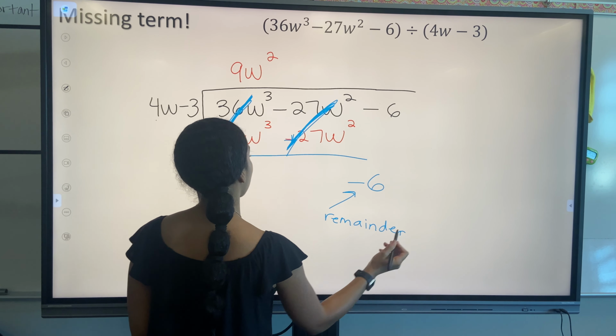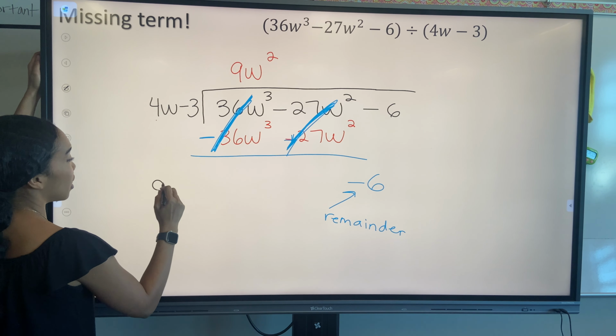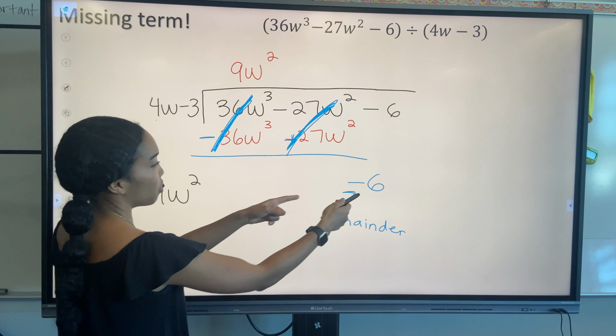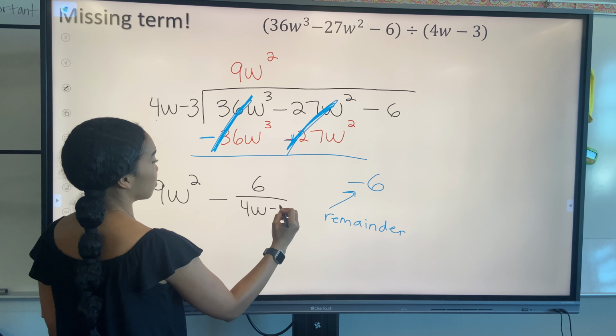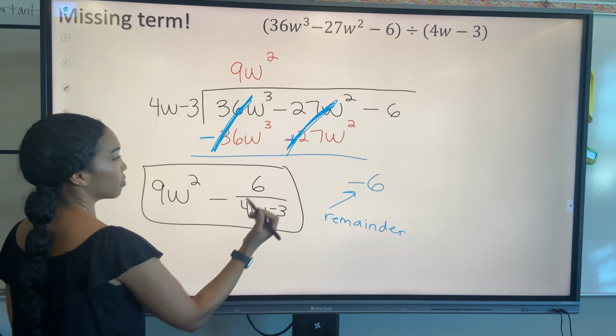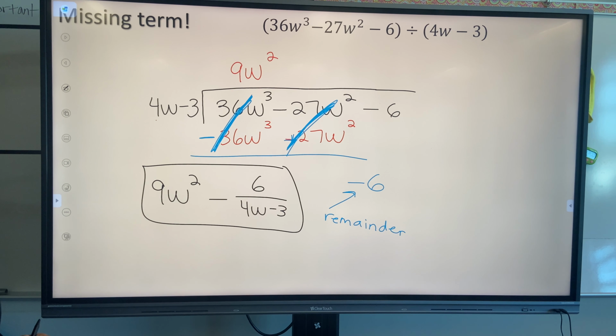So now your answer is 9w squared, and then your remainder, minus 6 over what you divided by. Do you have to? Oh wait, you can't simplify. If you can't simplify it, would you? Like say if it was 6 over 4w minus 2. No, I wouldn't simplify it.